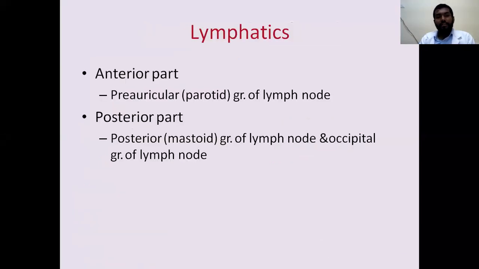Now, what are the lymphatics? Anterior part, it drains into the preauricular group of lymph nodes, that is the parotid, and the posterior, they drain into the mastoid group of lymph nodes and occipital group of lymph nodes. Now, that's it about scalp. You will only be asked questions regarding the blood supply and basic layers of scalp. It's just a 2 mark or maybe sometimes a 4 mark question for you.